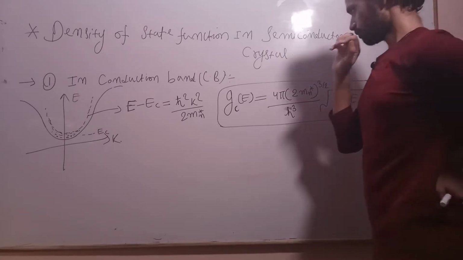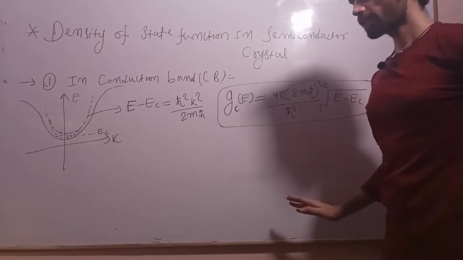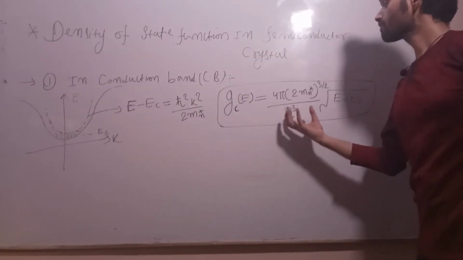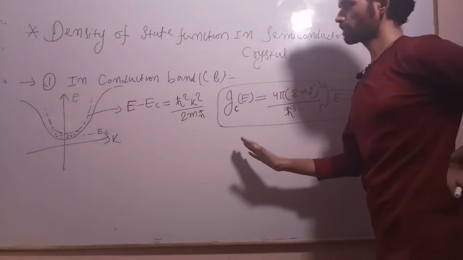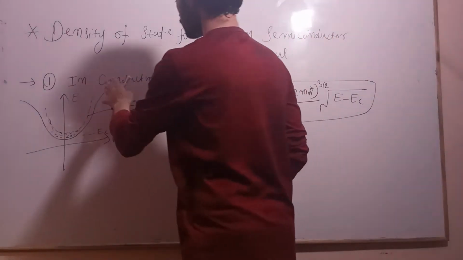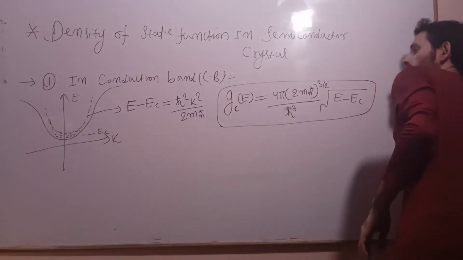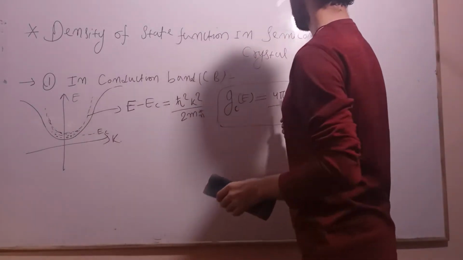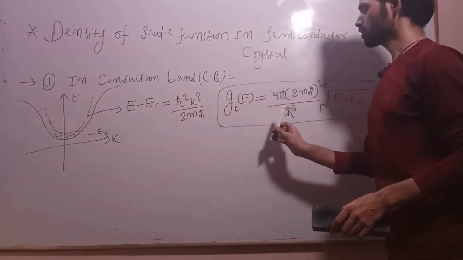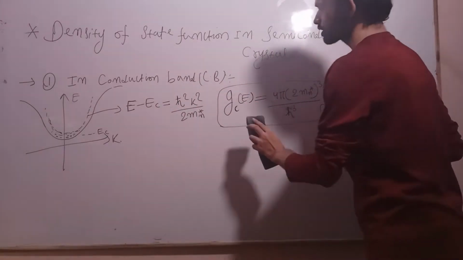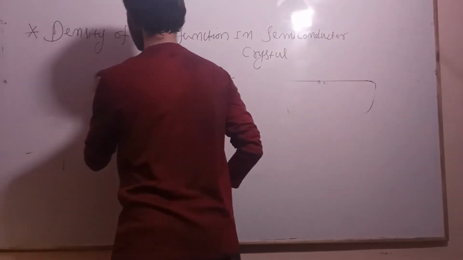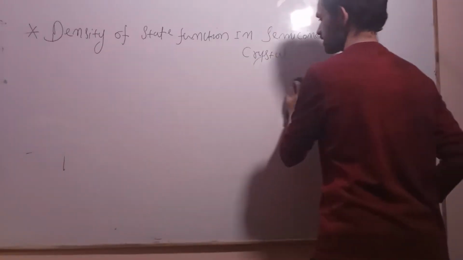Yes, this is very important because from here we are able to calculate the number of electron and hole concentration. From here we can calculate the electron concentration. So this is for the conduction band, the density of allowed quantum states or density of discrete energy states in the conduction band. Now we will see the density of allowed quantum states or density of discrete energy states in the valence band.